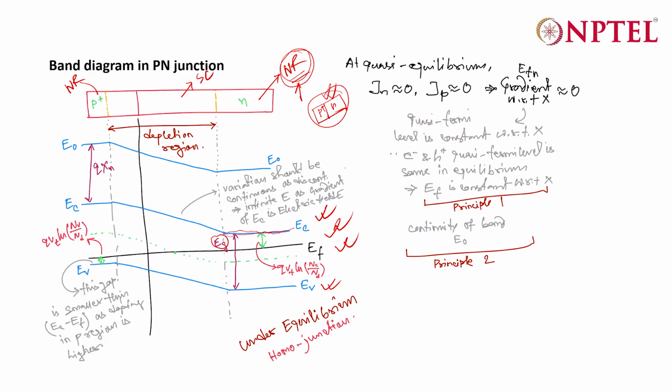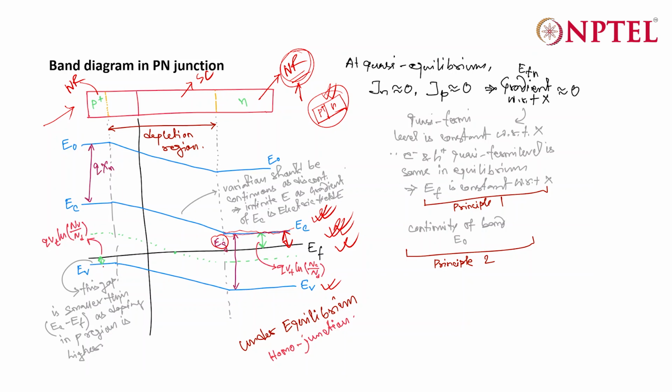Now let us see what will be the case in case of P side neutral region. So in the P side also, you will find your EV is constant, but the difference between EF and EV will be smaller than EC and EF because the doping level in P side is higher. We consider P plus, that is the doping level in the P side is higher than that of N side, and that explains why your EV should be closer to EF compared to your EC-EF difference.